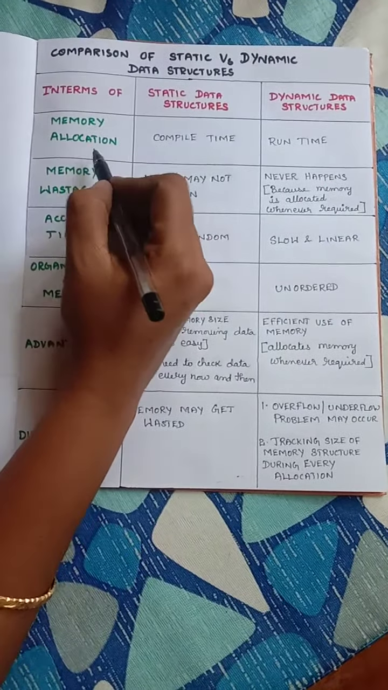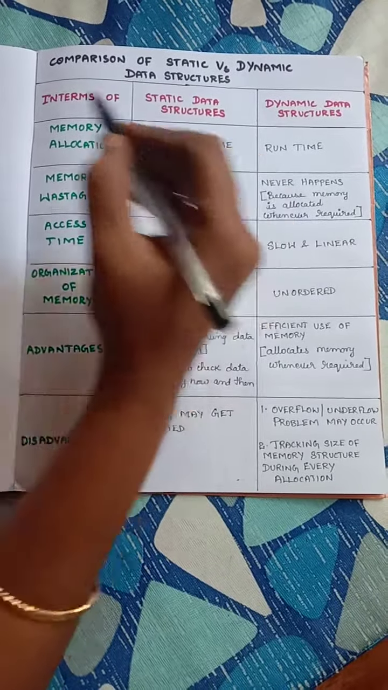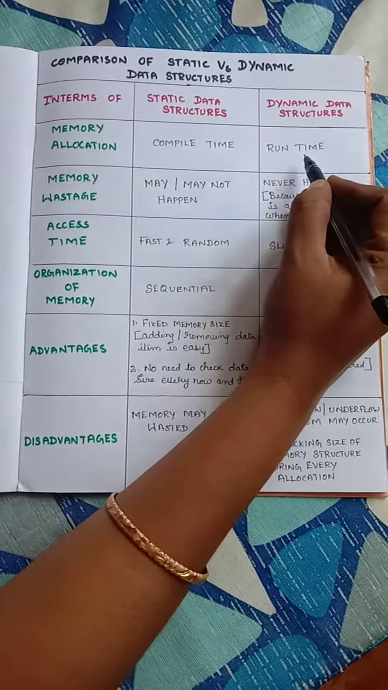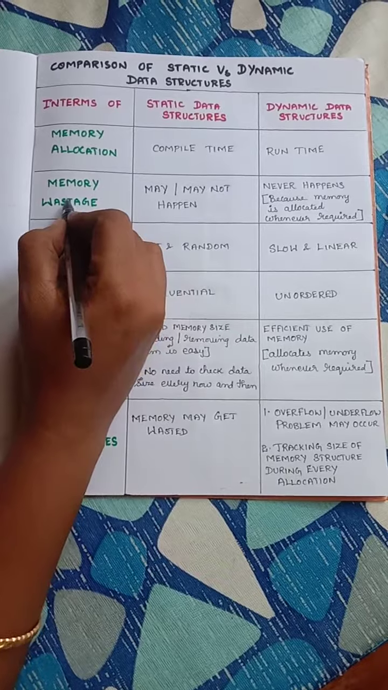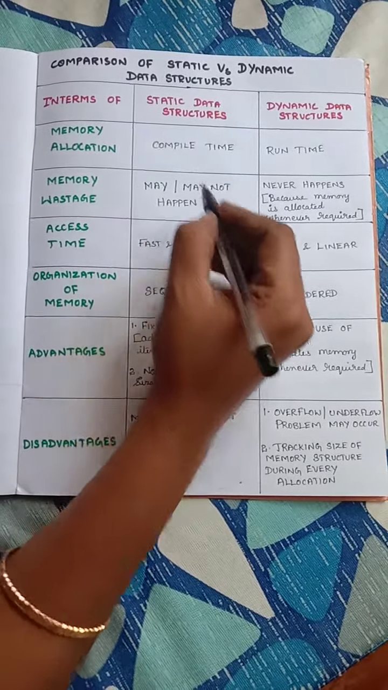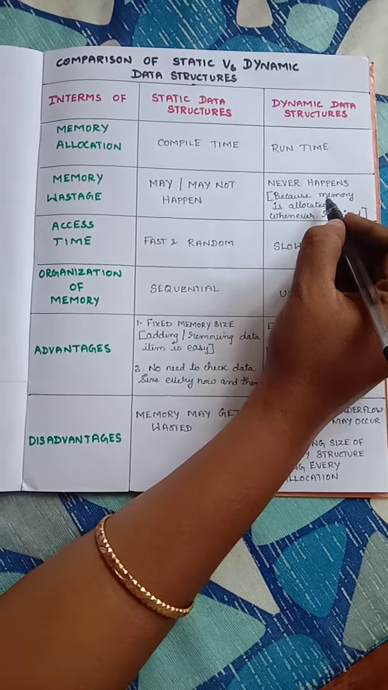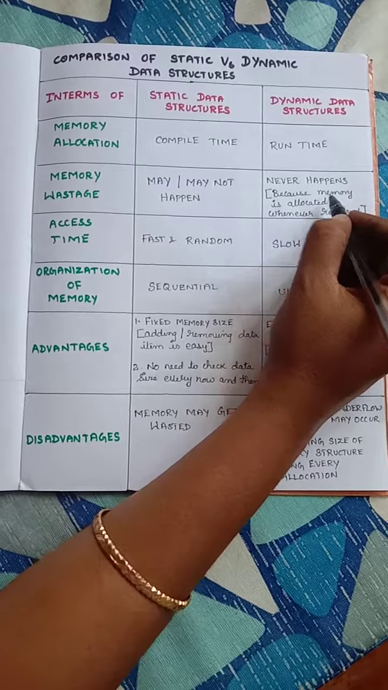So, number one, memory allocation. For static data structure, memory allocation happens at compile time, but for the dynamic data structure, memory allocation happens during the execution time or runtime. Memory wastage. Memory wastage may or may not happen in static data structure, but it never happens in dynamic data structure, because we are making the request for memory whenever we need it.